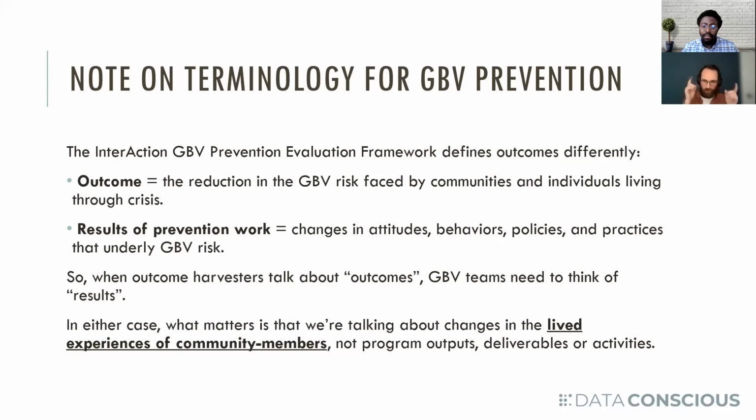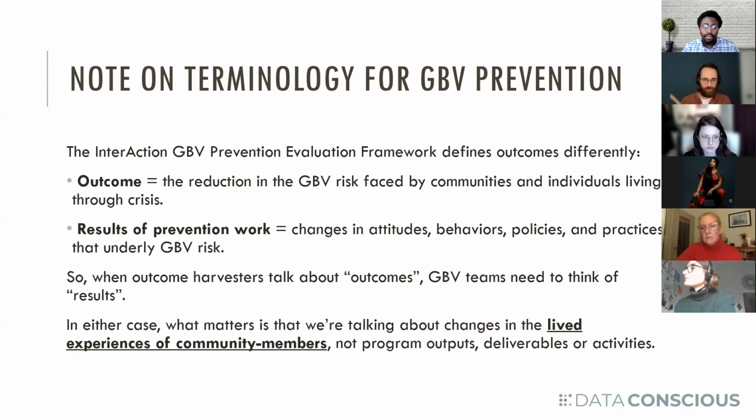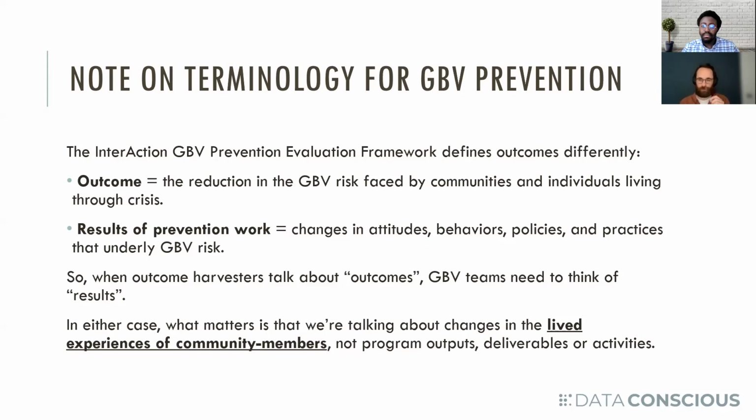So we need to have a kind of double speak in our minds when we think about this. But what I would say is we don't need to worry, because the only point to hold on to is that when we talk about outcomes, we need to be talking about changes in the lived experiences of community members. We're not talking about outputs or deliverables or activities or money spent. We're not talking about the program. We're talking about the world of the community, the people that are living through crisis. And if we keep talking about that, then we're basically talking about outcomes and everything should work. But it's just worth noting that there is a slight terminological difference between outcomes and results when you compare that part of the evaluation community to the work that we're doing on GBV prevention.